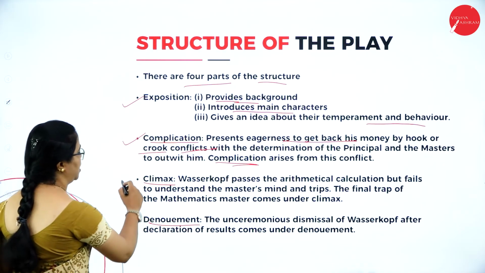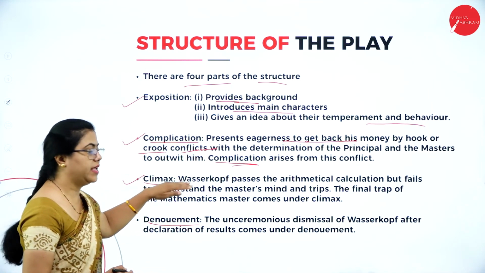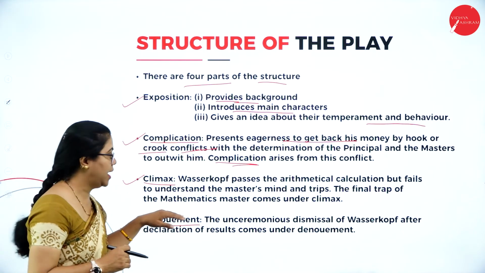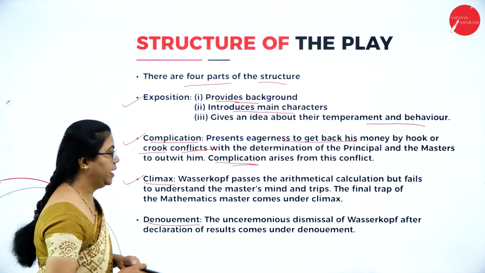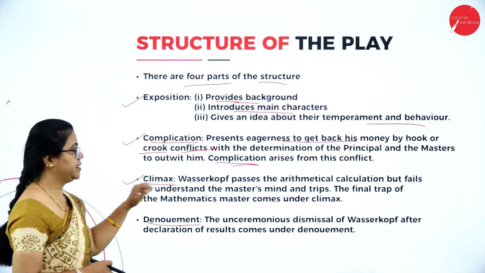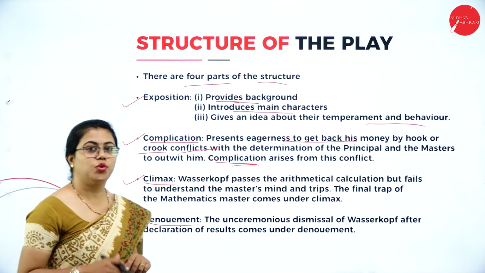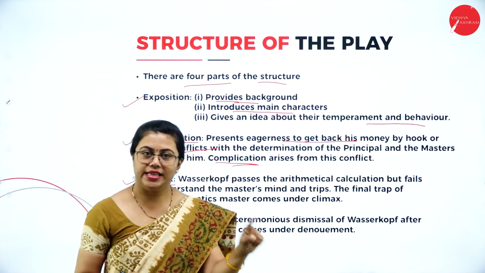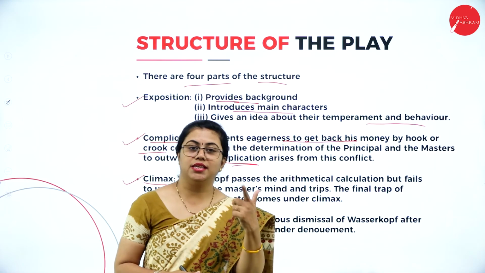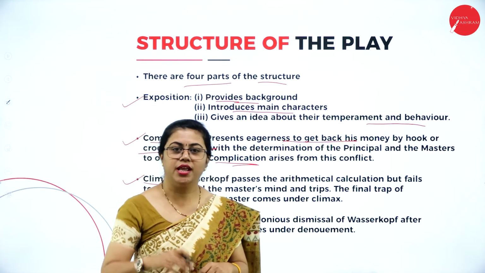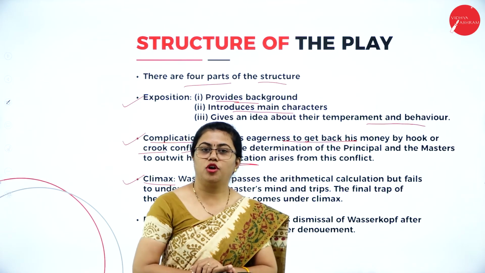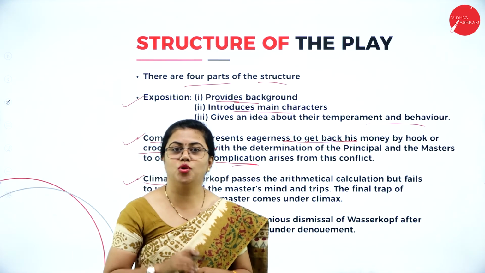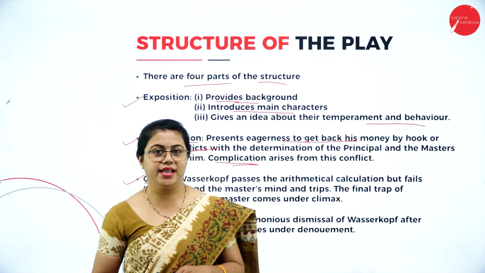Then comes the climax. After this takes place, there should be some point which reaches the height, isn't it? So what is the climax? Wasserkopf passes the arithmetic calculation but fails to understand the master's mind and trips. When the mathematics teacher tells him that he is going to ask 2 questions, one easy and one difficult, he answers the easy one wrongly and the teacher agrees that it is wrong. Now Wasserkopf is very happy that he is going to get his tuition fee refunded, but he fails to understand what is in the mind of the mathematics teacher.